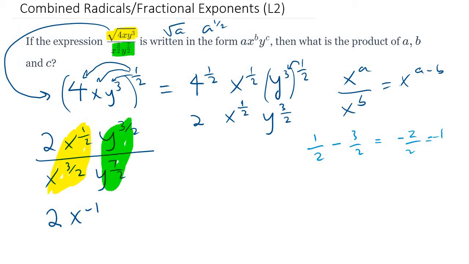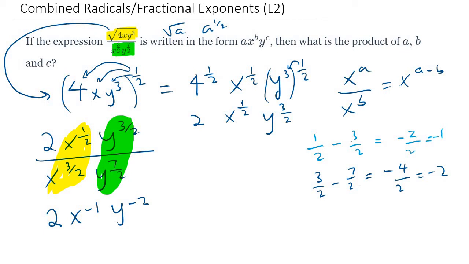We're going to do the same thing for the y. We're going to subtract the exponents. So let's do the subtraction. It'll be 3 over 2 minus 7 over 2. And that will be 3 minus 7, which is negative 4. Negative 4 over 2 is negative 2. So y to the negative 2.